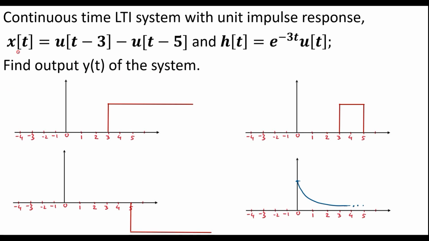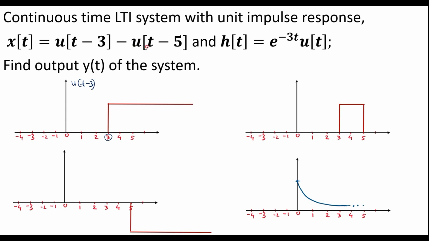So here we can observe that x of t is equal to u of t minus 3 minus u of t minus 5. First we'll draw u of t minus 3. Let this be u of t minus 3. U of t minus 3 is a step signal which begins at t equal to 3. That I have shown here. At t equal to 3, the signal begins and it will continue till infinity. This is u of t minus 3.